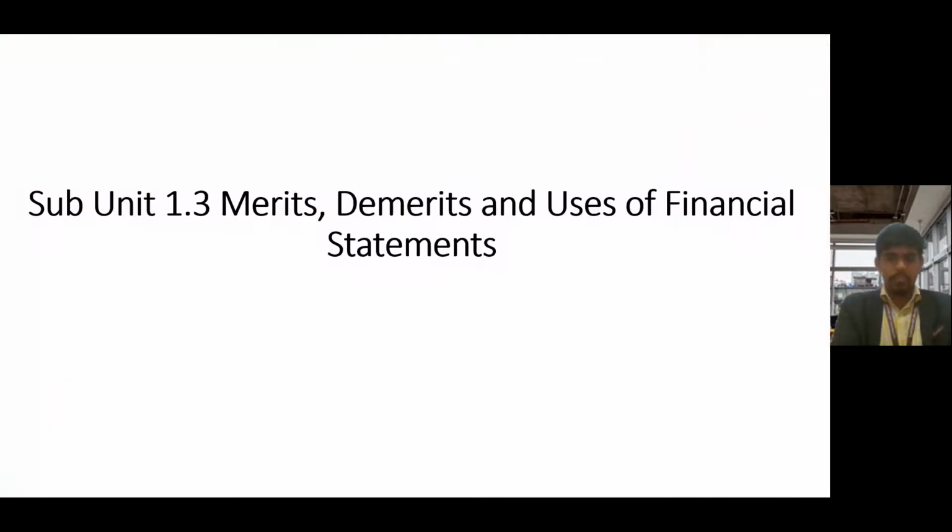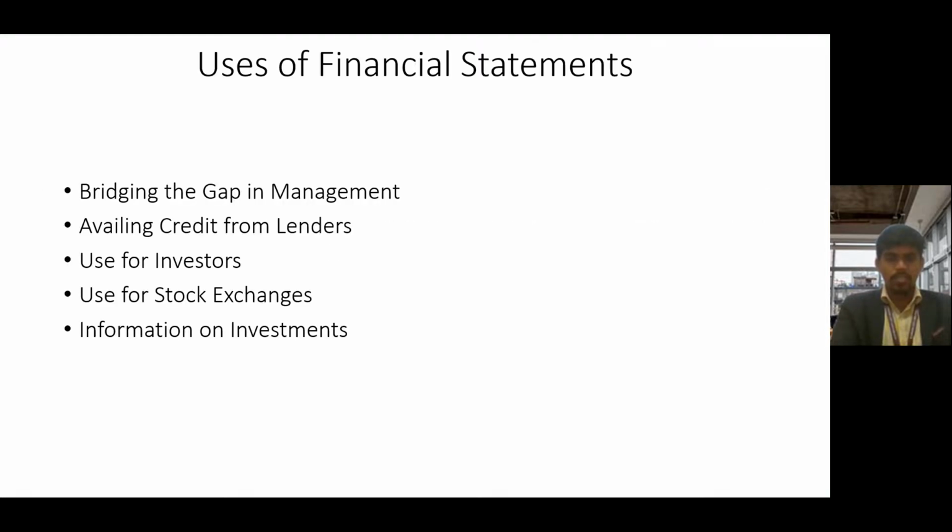Okay, so I'll be sharing my screen. I hope my screen is visible. So let us start subunit 1.3, merits, demerits, and uses of financial statements. So first is uses of financial statements.